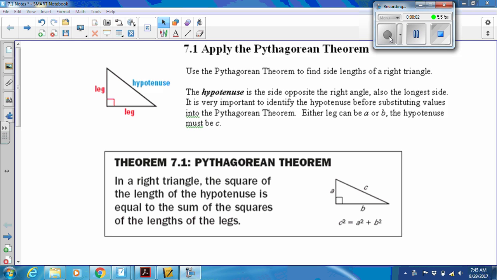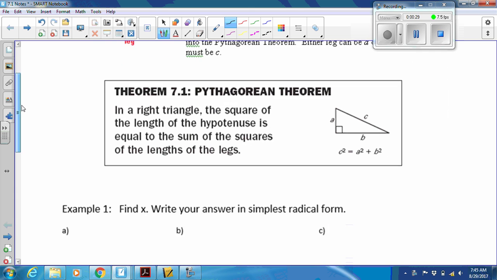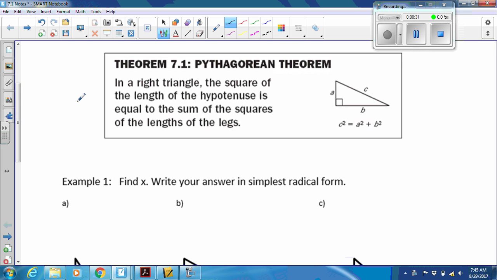So here's section 7.1 notes. You are now going to apply the Pythagorean theorem to either find the hypotenuse or a leg of a right-angled triangle. So here, if we look at our triangle, remember the two legs are surrounded by the box, which is the 90-degree angle, and the hypotenuse is always across from the 90-degree angle, as you can see here.